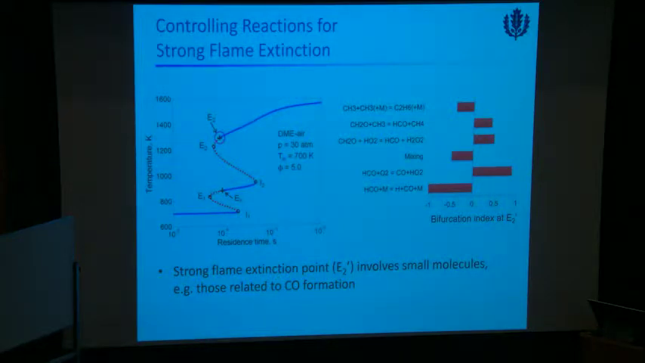So let's look at this point, E2 prime. E2 prime, this is extinction for strong flame. This is extinction for cool flame. By the way, this is the stable branch for strong flame. This is the stable branch for cool flame. You can run your engine here or here or here, but just not in the dashed line regimes.